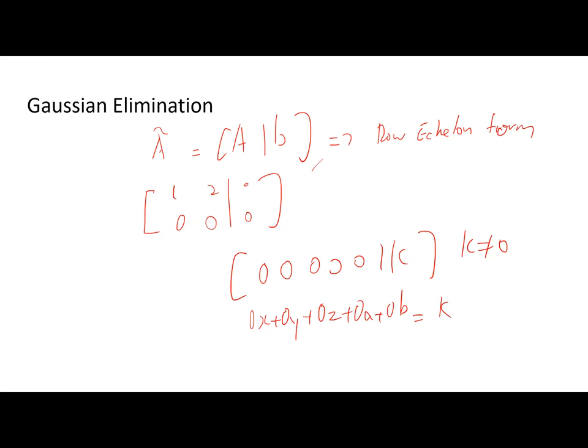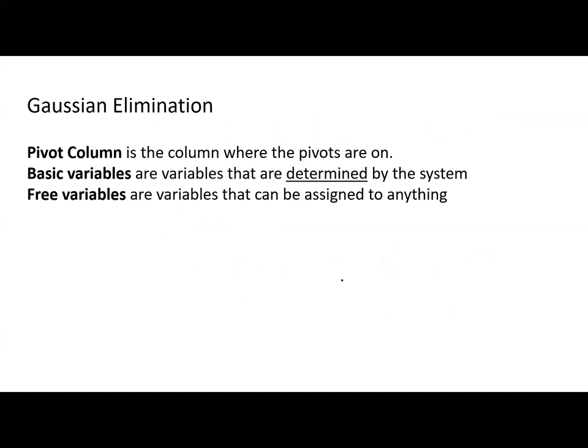So what if you cannot observe something like this in the row echelon form of A hat? Then you have to further determine. How? You have to introduce a concept called pivot. As mentioned before, a pivot is the first non-zero entry.